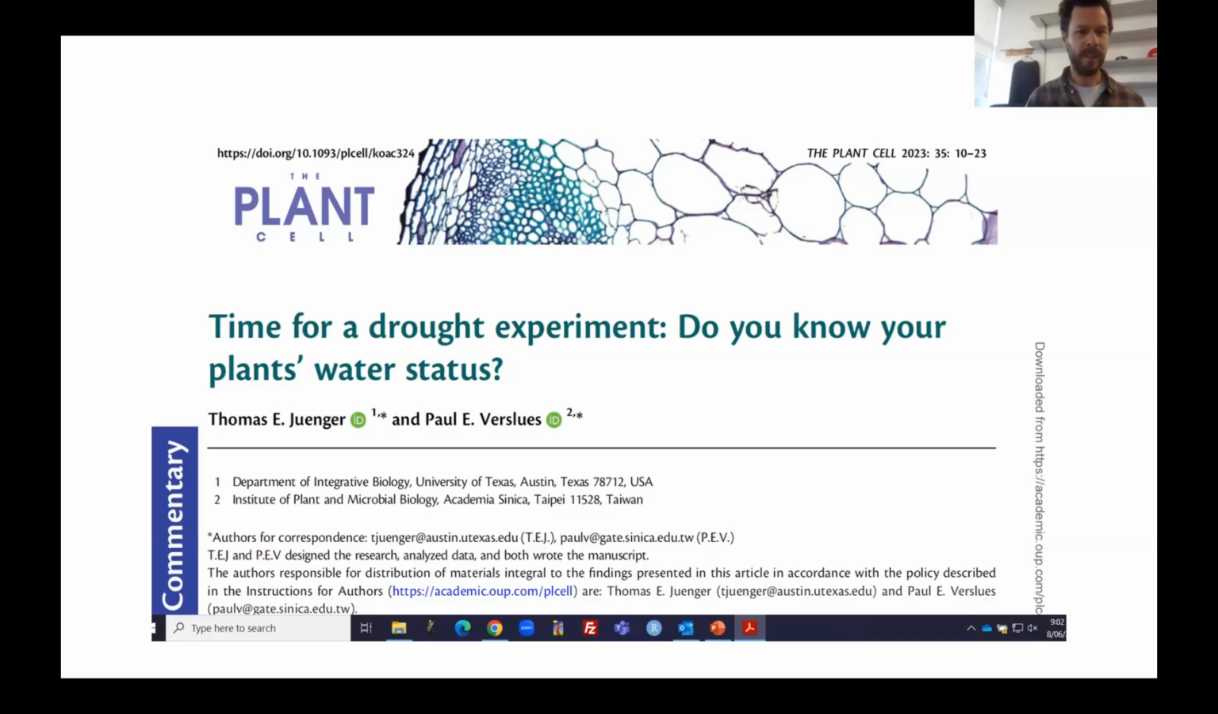So this paper, Junger and Versluis, I actually don't know those guys, but their focus in the paper was really about understanding the importance of measuring the plant water status during drought experiments.